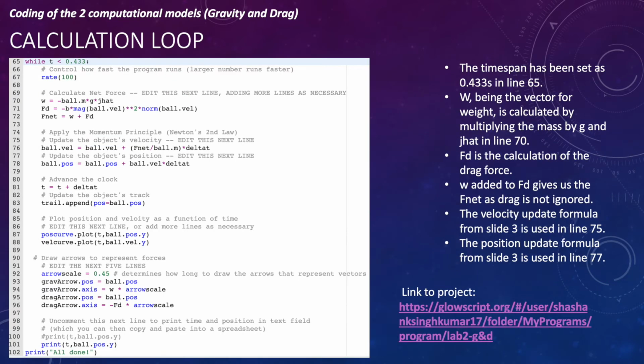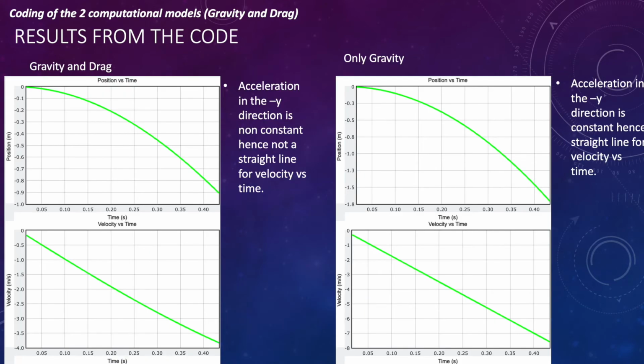The calculation loop. The only difference with respect to the first computational code is the addition of Fd, which is the calculation of the drag force. W is added to Fd, giving us F net. This is because drag is not ignored. The following are the graphs resulting from the code.